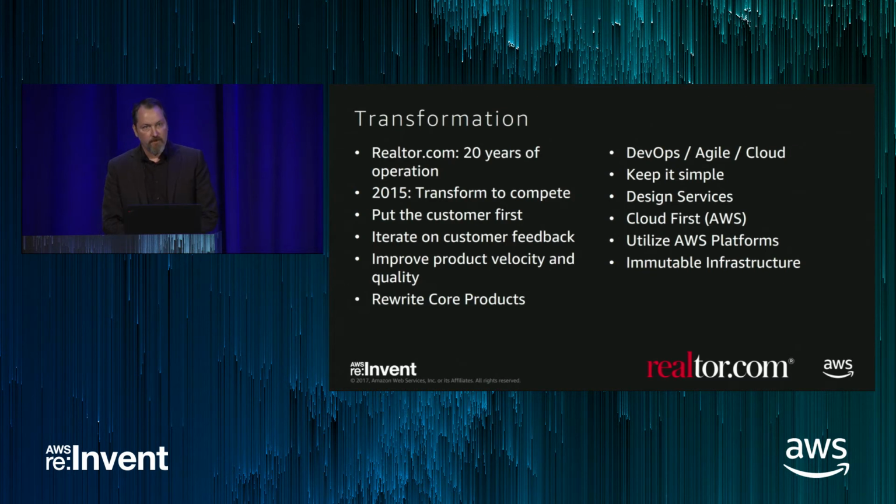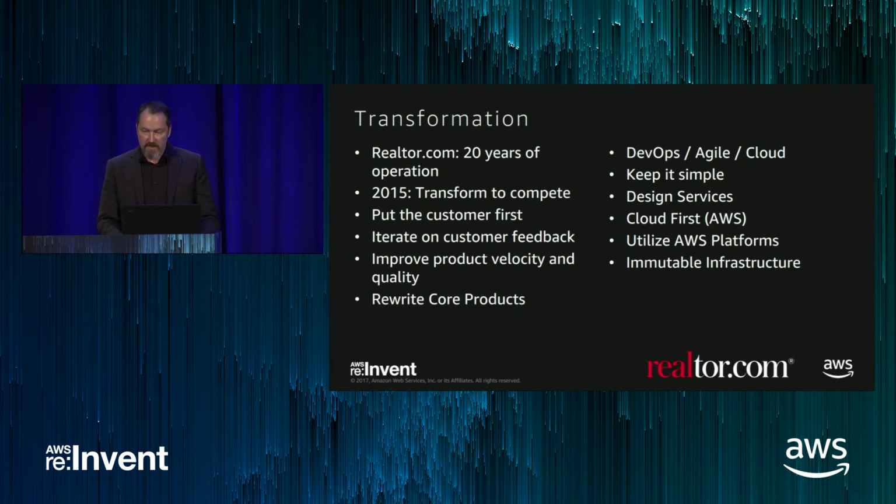So, Realtor.com pioneered digital real estate 20 years ago. It's not unusual for a company that reaches that level of maturity to have a great deal of technical debt as well as legacy systems, and those can dramatically affect your product velocity.